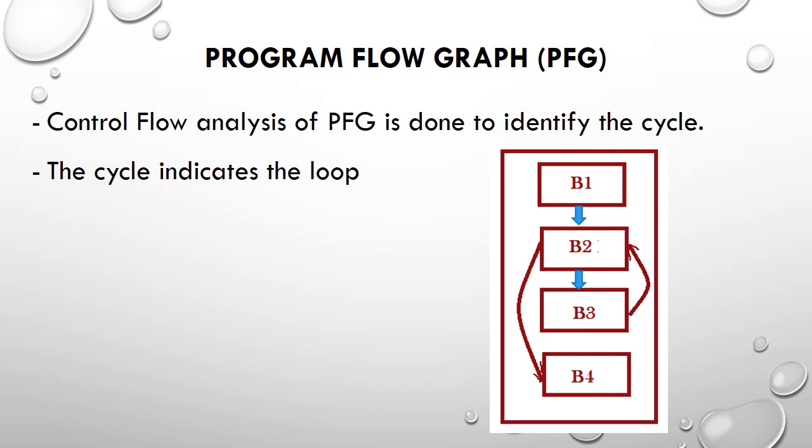Okay, let's say we are at the B2 block. From the B2 block we can either move to the B3 block or to the B4 block. Let's say if the condition is true, we move to the B3 block, and if the condition is false, we move to the B4 block. And now if you see, there is a movement from the B3 block to the B2 block. So B2, B3, B2 is a cycle, so this will be a loop.